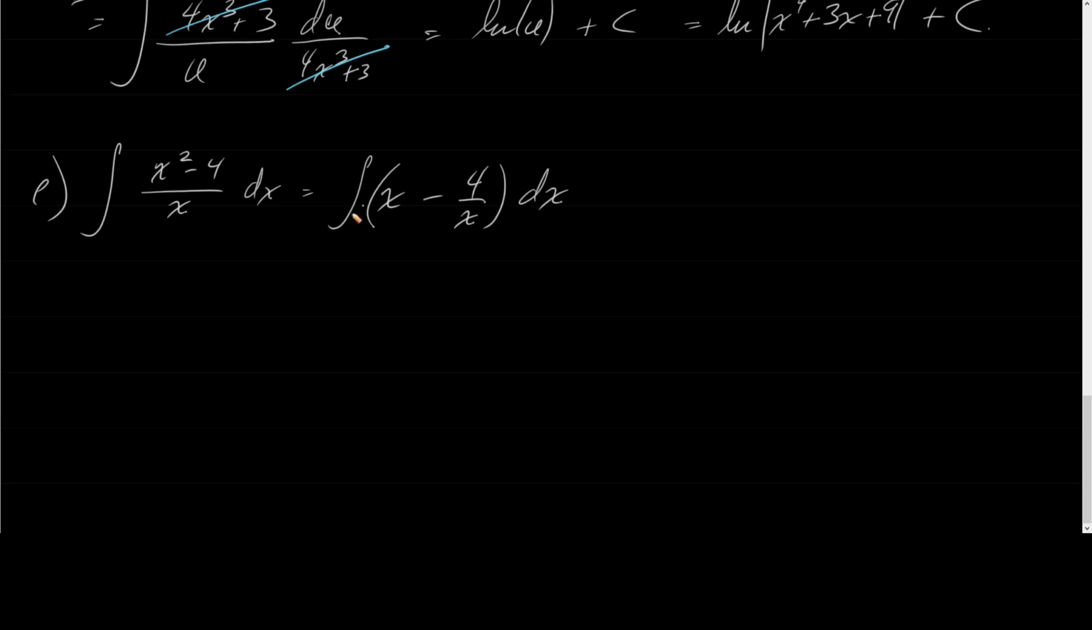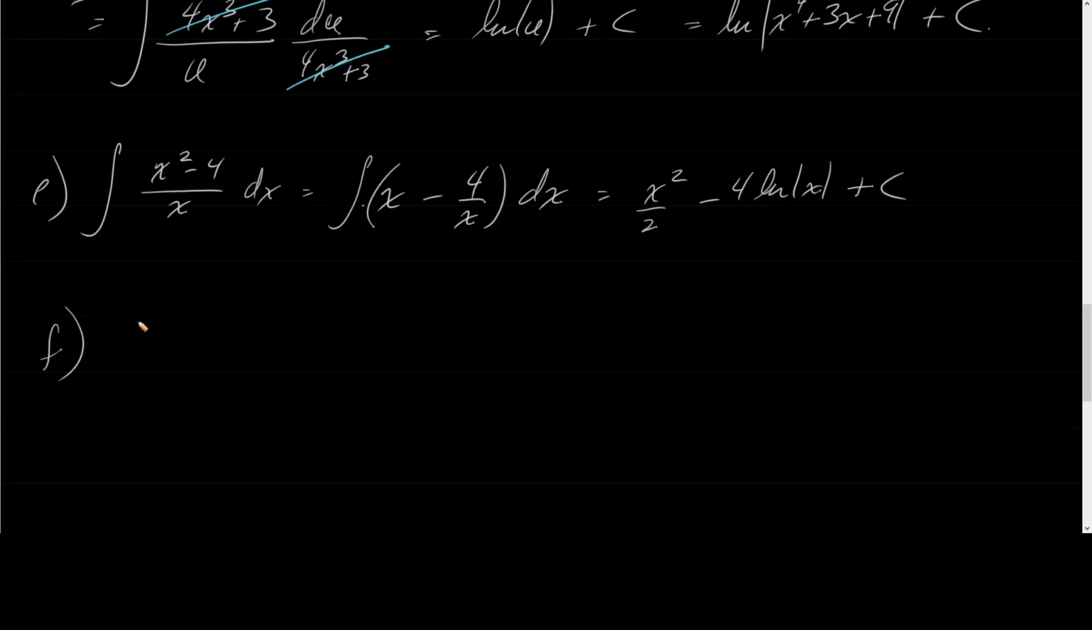And now what do we get? Well, the integral of x is x squared over 2 minus the integral of 4 over x, which is going to be 4 ln of the absolute value of x plus c. So we didn't actually need to do a u substitution there. If we really wanted to, we could bring this 4 up here as the exponent, but there's no real reason for that.